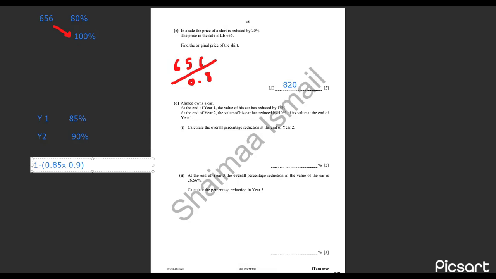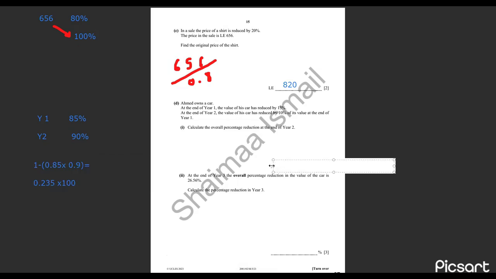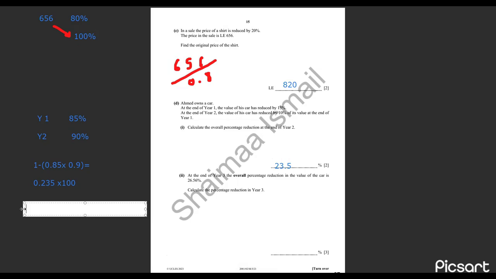Okay, so when you calculate here, 1 minus it, it gives us 0.235. This is the answer. Then we multiply this by 100 just to get it in percent, which is equal to 23.5%.